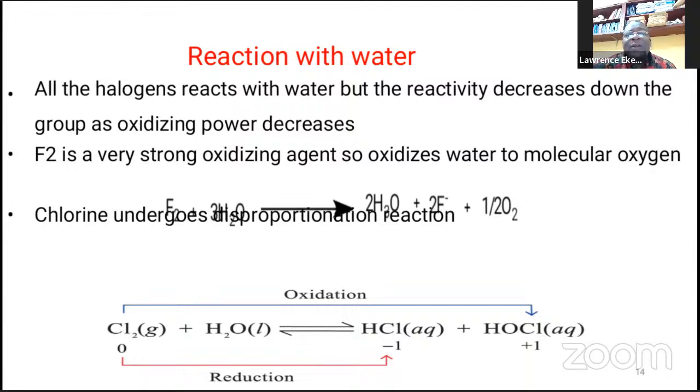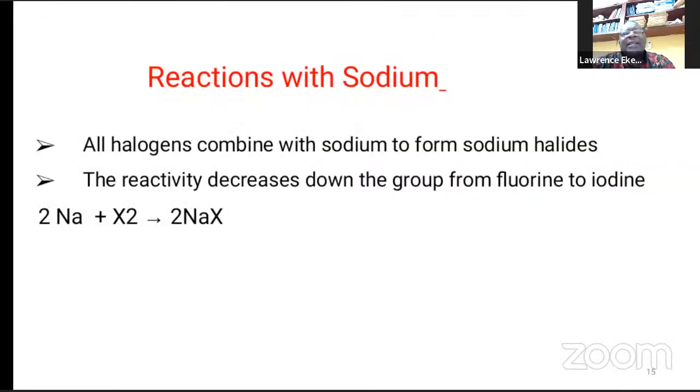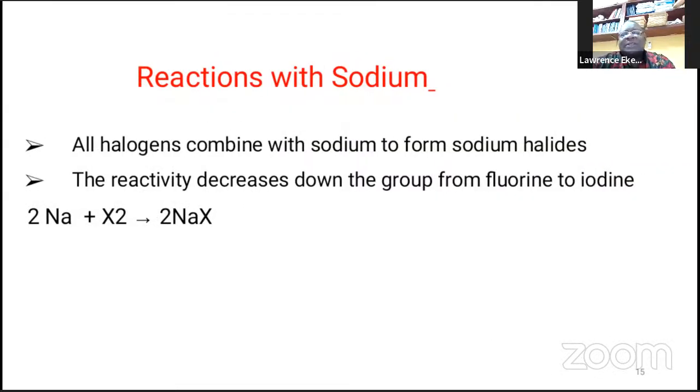While chlorine undergoes a disproportionation reaction with water to give you hydrogen chloride and hypochlorite. The oxidation state in hydrogen chloride is -1, in hypochlorite it is +1. So fluorine is more reactive with water and chlorine is less reactive. That of chlorine is a disproportionation reaction, while fluorine easily oxidizes water to give you molecular oxygen.